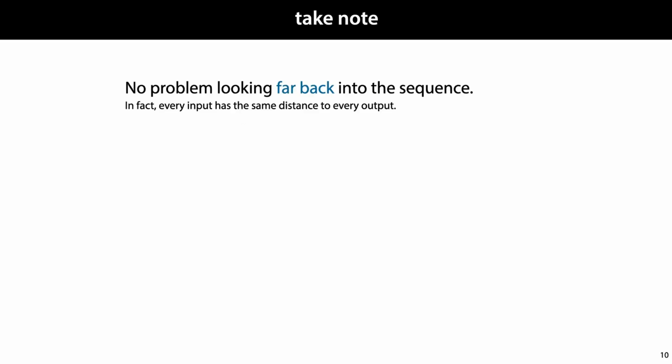Here are 3 more points to pay attention to. First, note that the self-attention has no problem looking far back into the sequence. In fact, for a sequence of 1000 elements, the input x1 influences the outcome y1 in exactly the same way as it influences the outcome y1000. The information travels exactly the same distance along the computation graph. Compare this to an LSTM, where the information in x1 goes through one cell to compute the output y1, but it goes through 1000 cells to compute the output y1000.